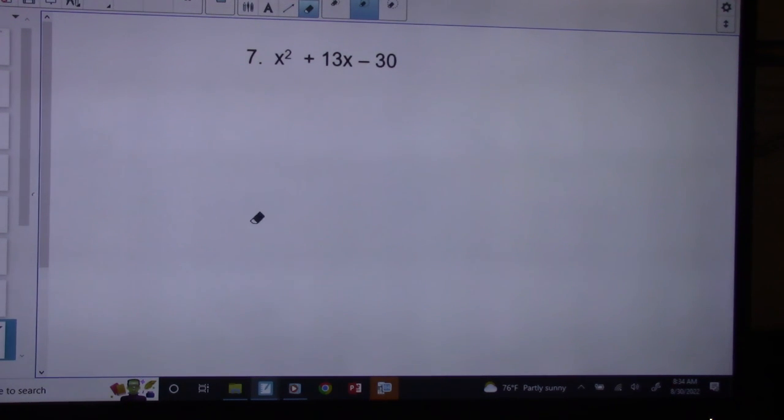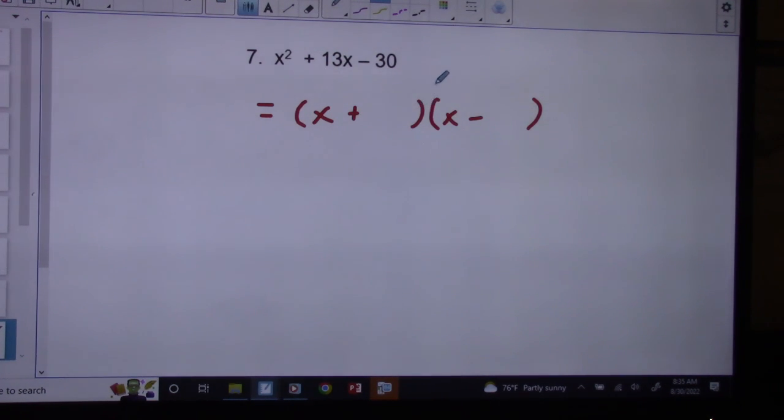Okay, and I think we'll do this last one here. You're going to get x plus, x minus. Why do I know it's x plus, x minus? Because you got a negative number in the back. Yeah, I got a negative 30, so I know that. So two numbers that multiply to 30 but add together to 13. What are they going to be? 15 and 2, right? So plus 15, minus 2. Okay? So what it is, you get experience, and you get used to these kinds of things. And it's not so bad.